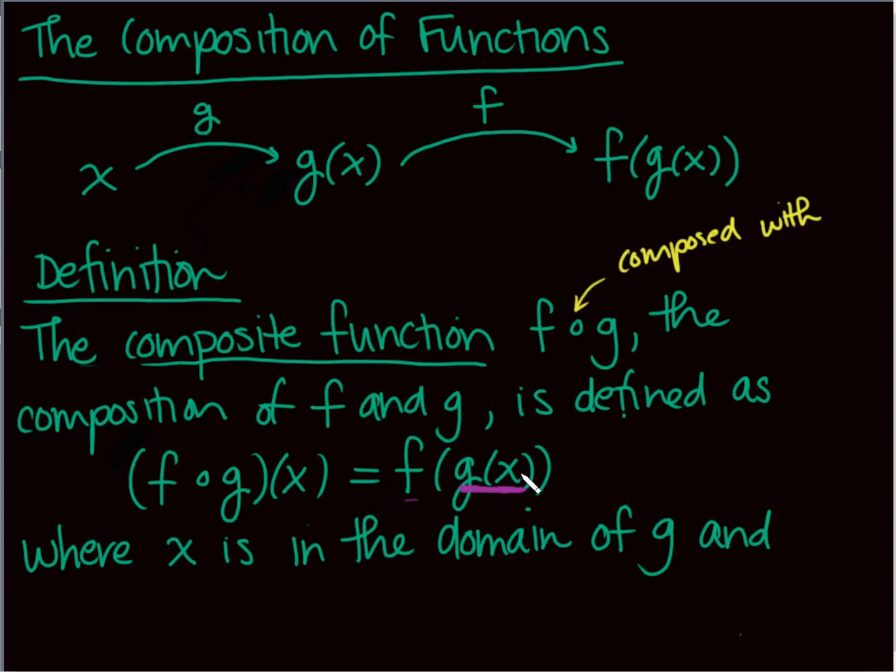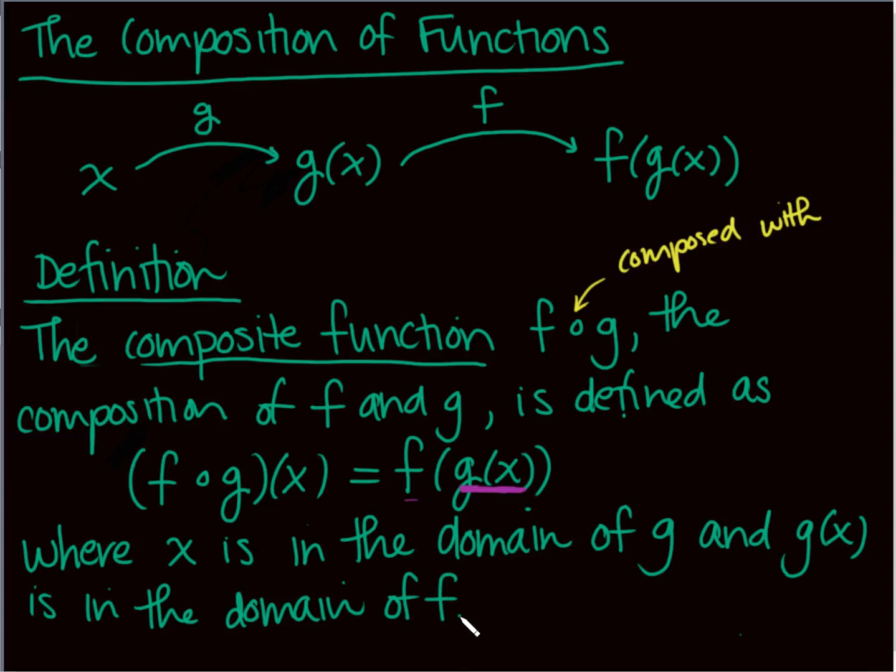So whatever that number is right here, that number better be in the domain of f also, right? If I get g of x to be 0 and f happens to be 1 over x, then I'm not going to be able to do 1 over 0. So we have to consider the domain a little bit. It's going to be a little bit weird. But x is in the domain of g, and g of x is in the domain of f.